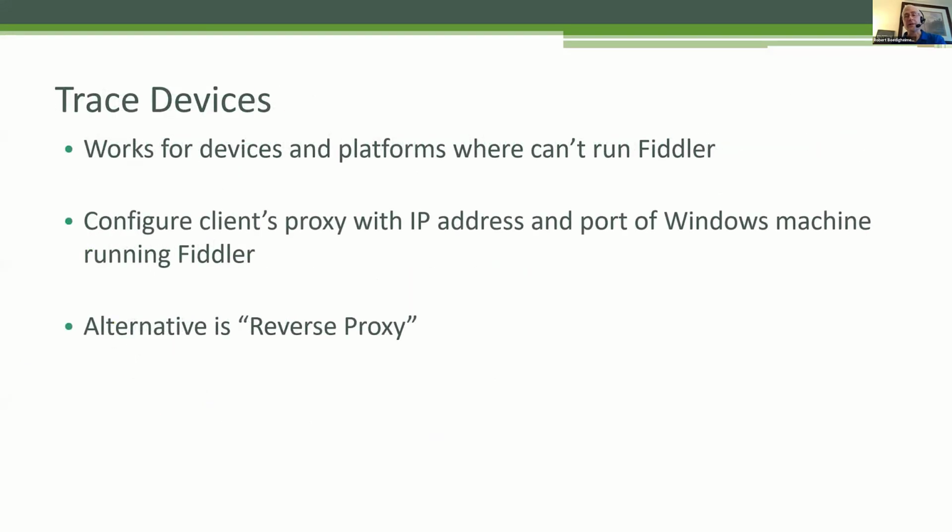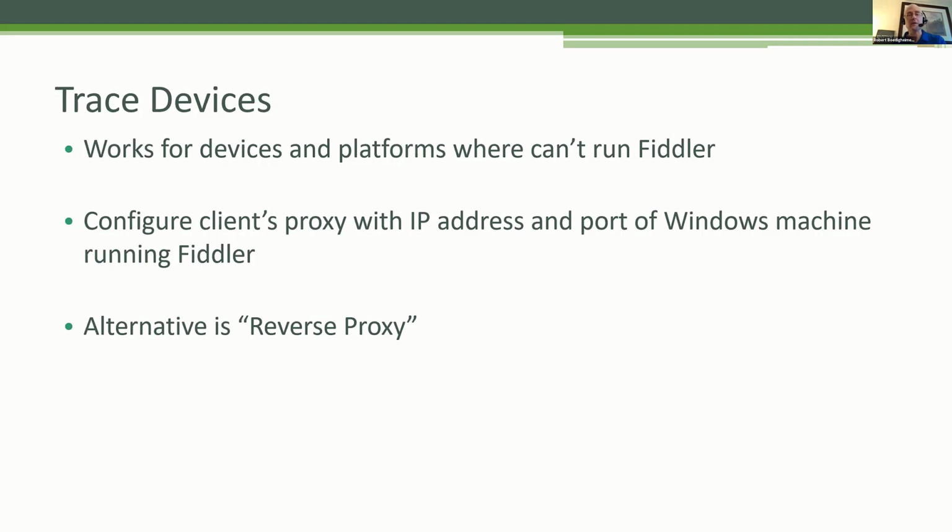You can also trace devices. Fiddler Classic only ran on Windows. I told you Fiddler Everywhere works on Mac and Linux as well. There still are a lot of times where we run a responsive design for our website. So our site has to work well on phones, tablets, desktops, any form factor. Well, I don't have a version of Fiddler that runs on my iPhone. So if I'm using an iPhone and I'm having problems, how could I troubleshoot that?